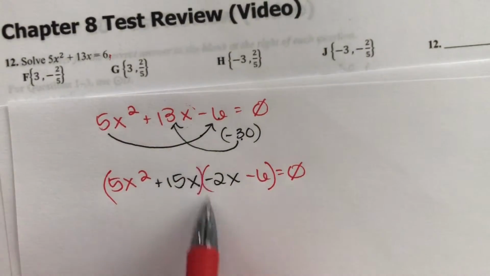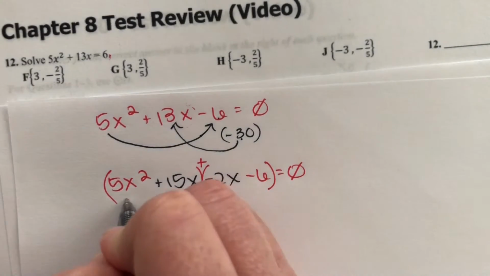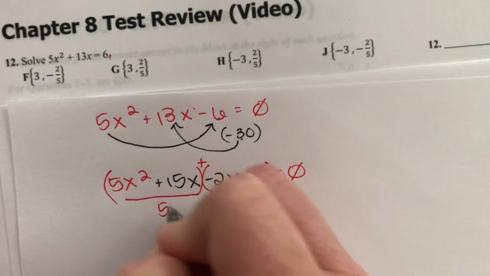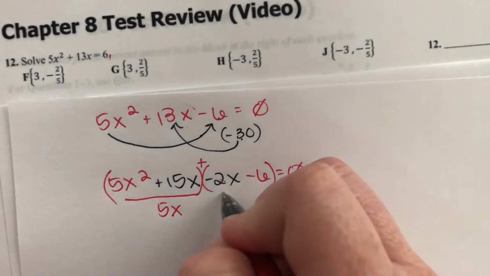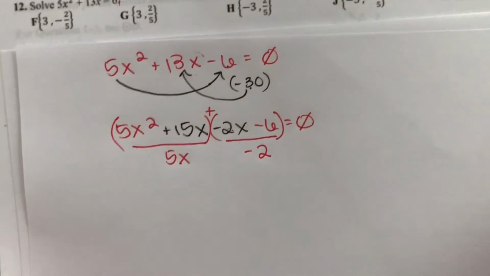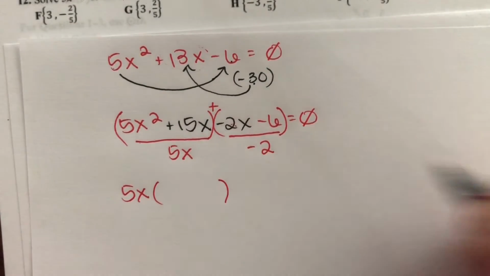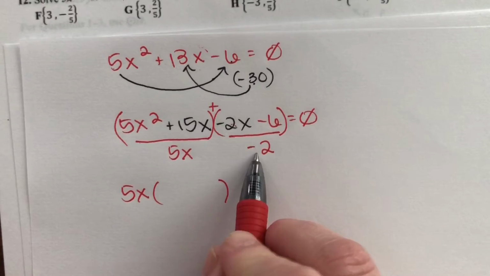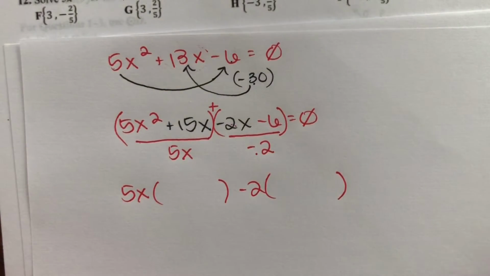And remember, when I don't have a sign left in between, I know it's really a plus sign. So then what can I divide both of these guys by? It looks like I can divide them both by 5x. What can I divide both of these guys by? Looks like I can divide them both by negative 2. So I'm going to rewrite that. I'm going to put 5x in front, everything left over after I divide in parentheses. Negative 2 in front, everything left over after I divide in parentheses.